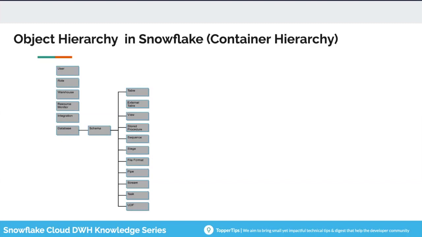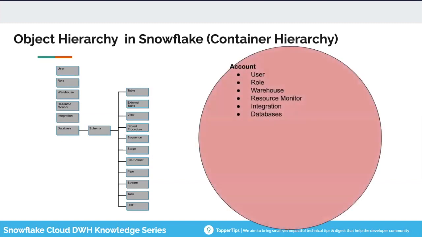So let's try to understand more visually. You can see that I have the entire container, and this container we call the account container, which has all your users, role, warehouses, resource monitor, integration objects, and databases. A question may come that a user belongs to a schema, which is a false statement, or a role belongs to a schema or a database, false statement. These objects are at account level.